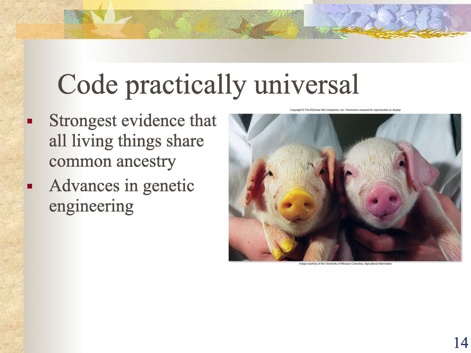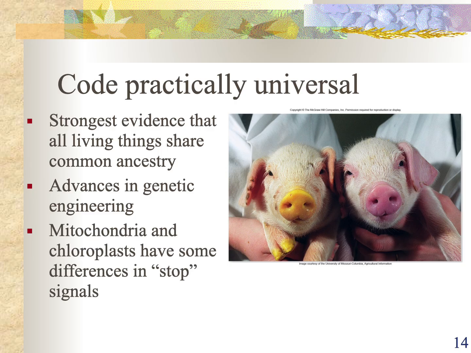Here we've got two pigs. One has had a gene for a fluorescent molecule inserted into its DNA, and that fluorescent molecule was actually first found in jellyfish. But if you insert that DNA into the embryo, the pig makes it. Okay, and we found that this code is practically universal. There's only minor differences in mitochondria and chloroplasts.